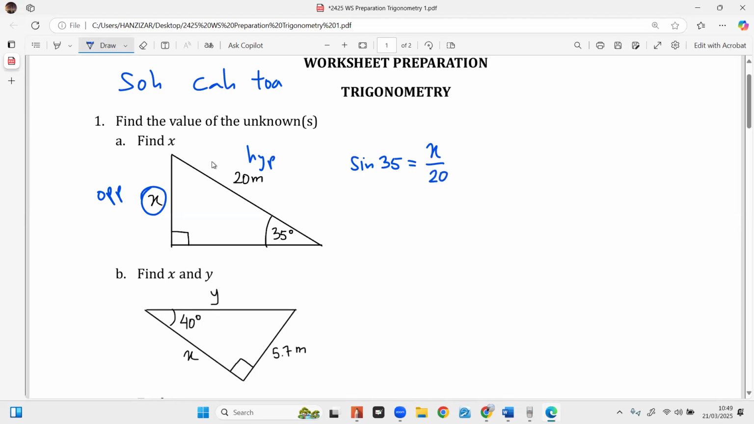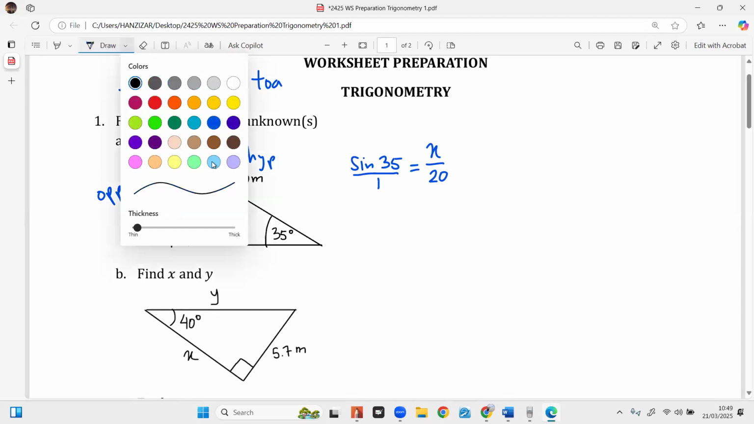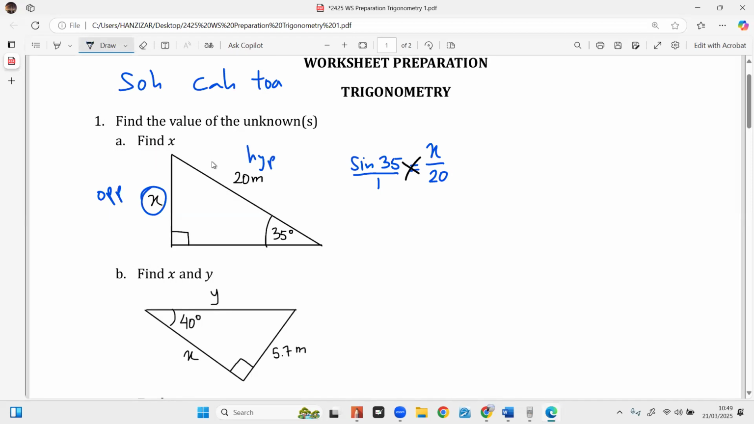So we can put it over 1 to make everything clear. Then you can use the cross multiplication rule. So 1 times x is x. It can be vice versa, it can be flipped over. You can do 20 times sine 35 first, but I would rather put the unknown on the left. Then you have the answer directly.